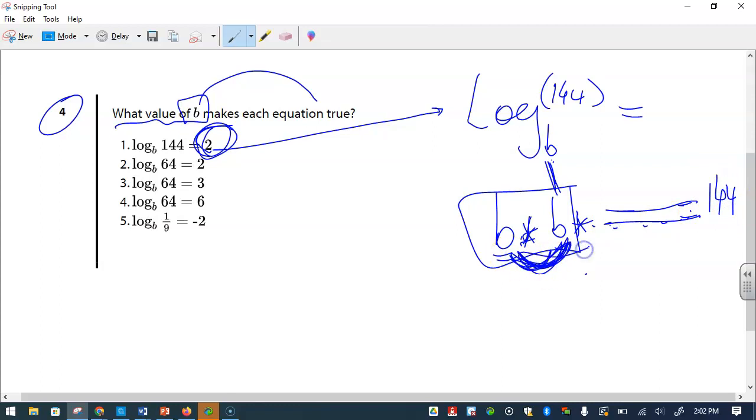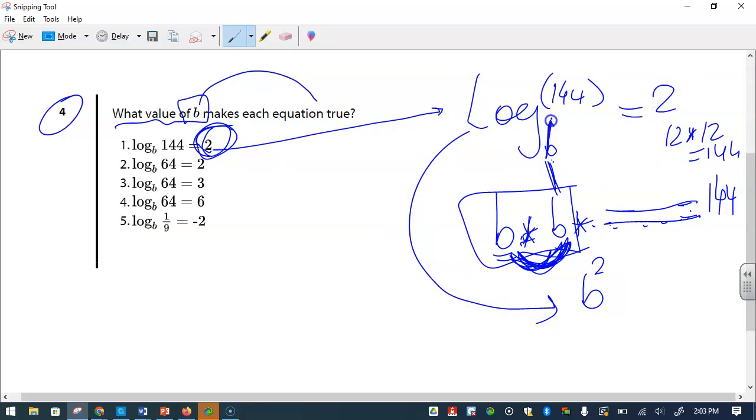If you don't know, we will just put it as b squared. Of course, common sense, we know 12 times 12 is 144. So we can straight away use mental maths and know the answer. But I want you to write from log form. So basically, this is the base. You push this up and put it up here, and then you write this number, which is 144.